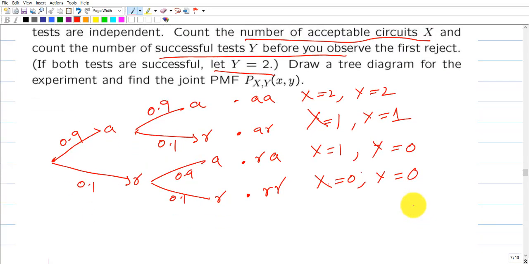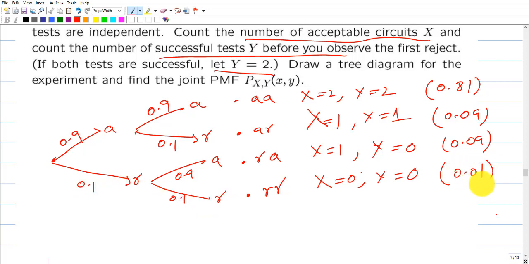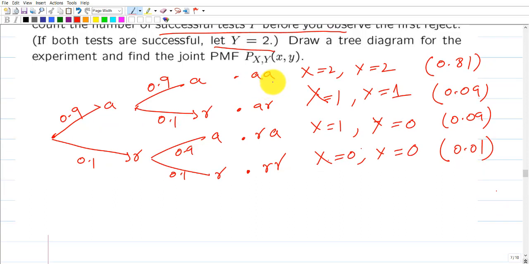So here we can see their probabilities, I can write down here. It would be 0.9 into 0.9, 0.81; 0.9 into 0.1, 0.09. Similarly here, 0.1 into 0.9, it would be 0.09, and 0.1 into 0.1, 0.01. So the probability that both circuits are accepted is 0.81, one is accepted and one is rejected is 0.09, and both are rejected is 0.01.